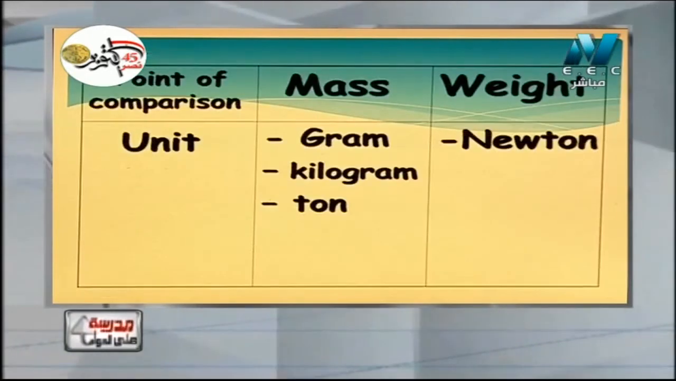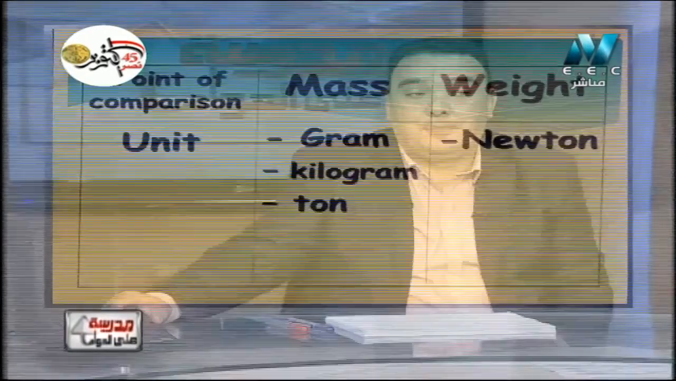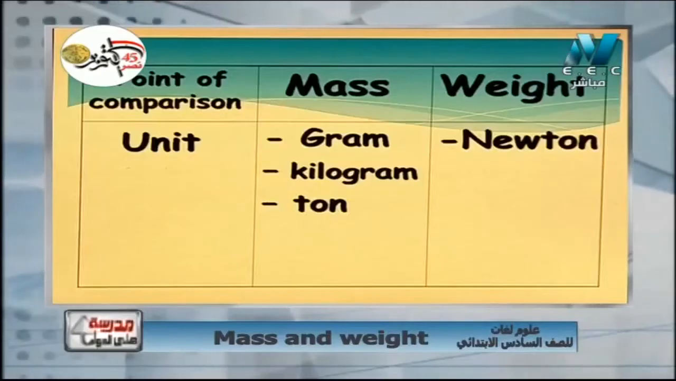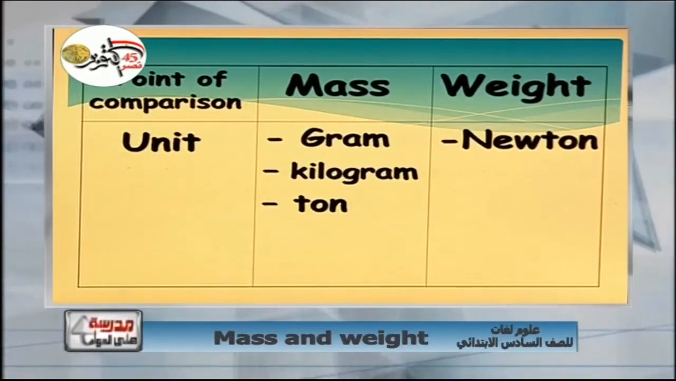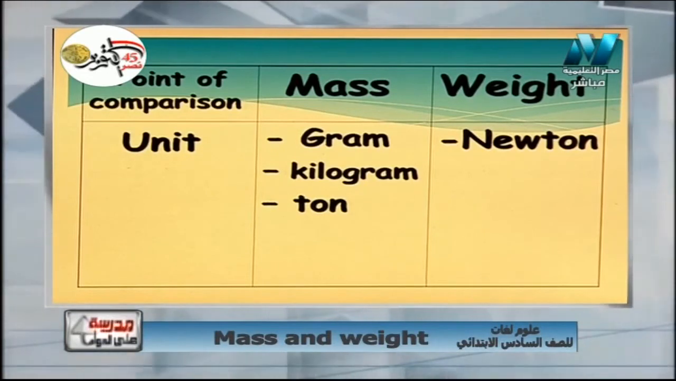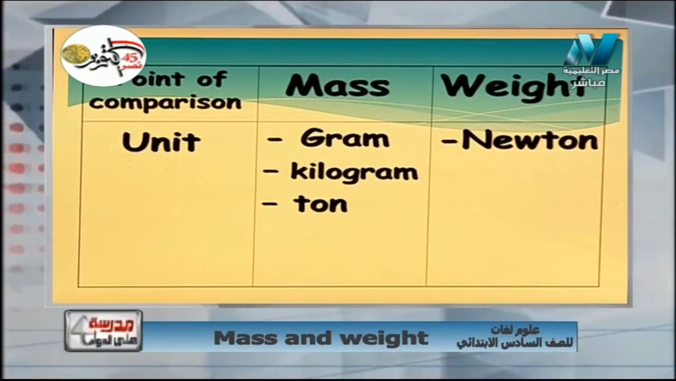Another point of comparison, the unit for measuring each of them. Mass is measured by units such as gram, kilogram and ton. So what about weight? Weight is measured only by one unit, which is Newton. Again, mass is measured by gram, kilogram and ton, but weight is measured only by one unit, which is Newton.